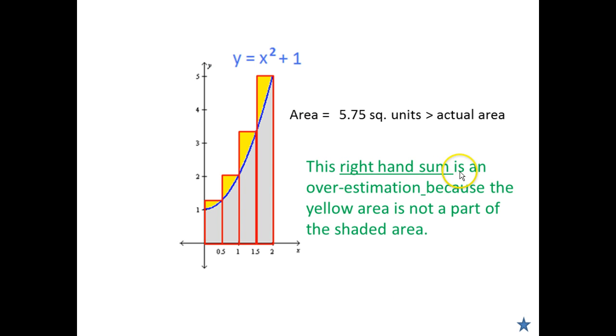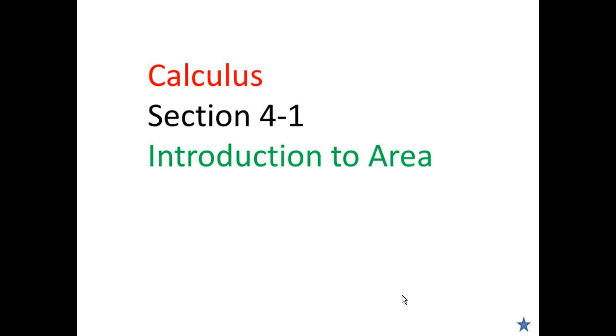This right-hand sum is an overestimation because we did the area of all the rectangles. So this yellow part is not actually part of the shaded area. And that concludes section 4.1, Introduction to Area.